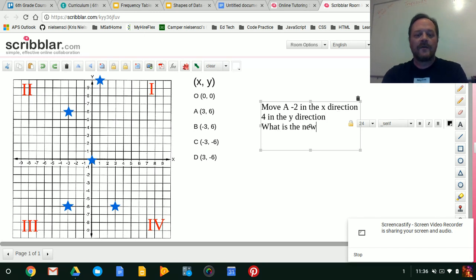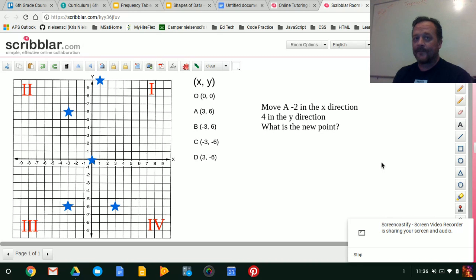What is the new point? Where is that star now? Okay. Well, it's still in quadrant 1. So here's something I know I can say. I can say that both of those coordinates, x and y, are both going to be positive.